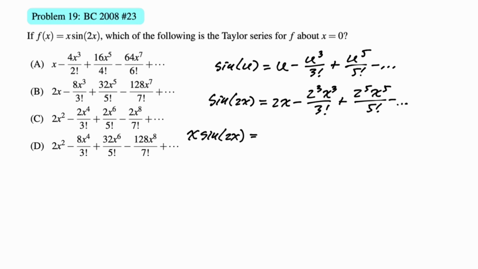And then because we have to match our multiple choice, I'm going to expand my 2 to the powers as well. So 2x squared minus 8x to the 4th over 3 factorial, and then 32x to the 6th over 5 factorial. I don't know, it's confusing when you're reading them. I think the answer here is D.